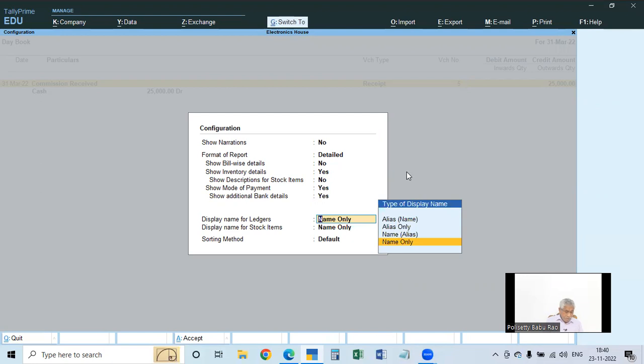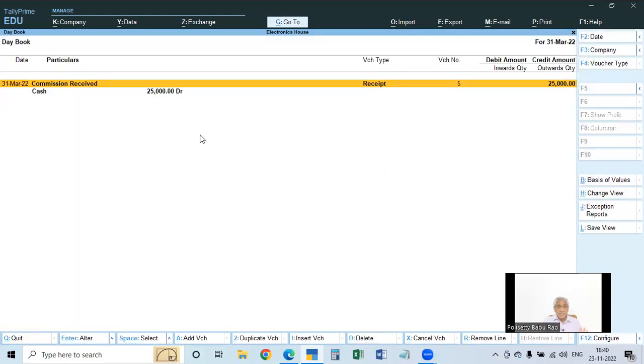Then save. Here only two accounts are given, but in the case of goods, it will give the details of the stock items, everything. In the case of bank, if it is through bank, all the check numbers, everything will be shown.